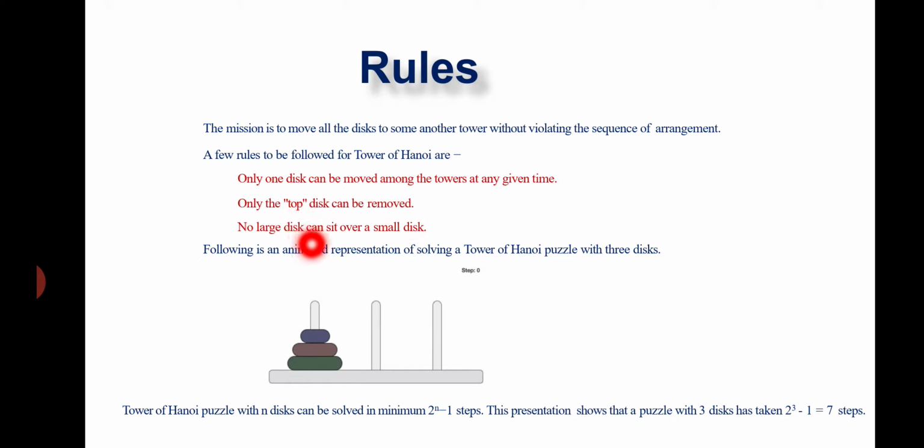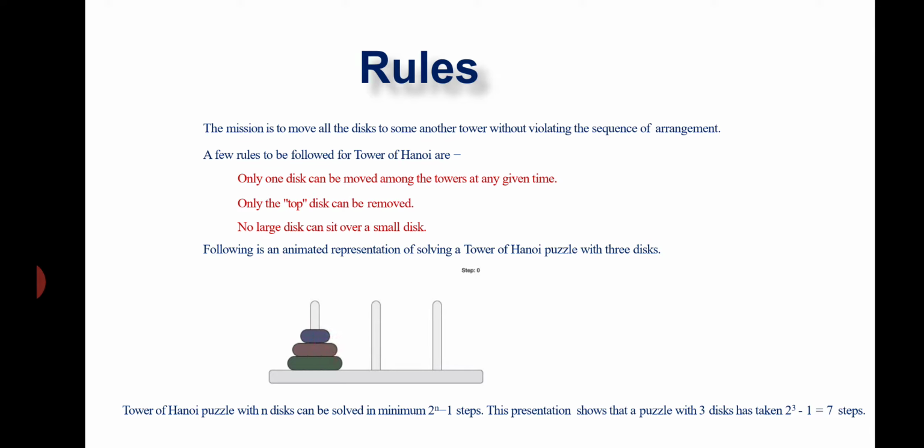No larger disk can sit over a smaller disk. That is the three rules. Once we apply these three rules, automatically the concept of stacks is applied. The following animation represents the Tower of Hanoi puzzle with three disks. There are three pillars and three disks.